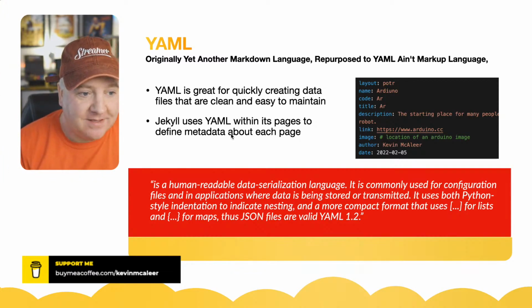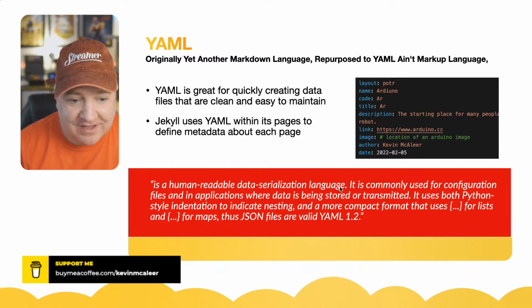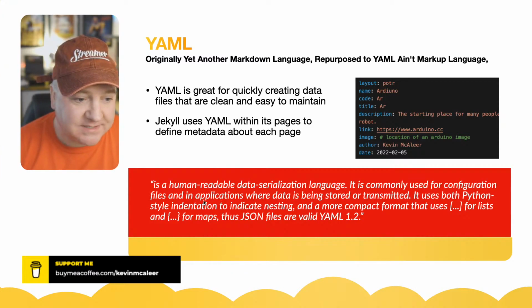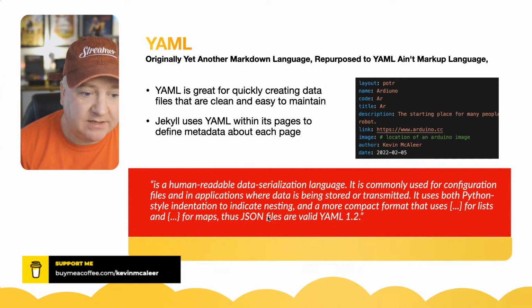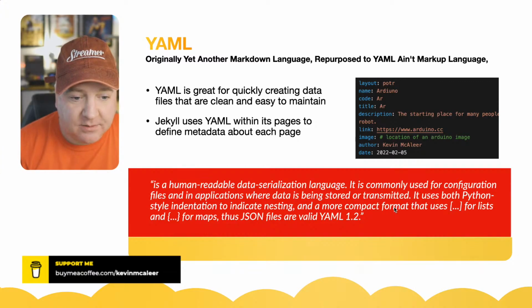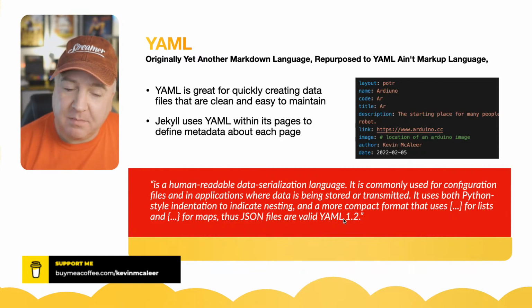YAML is defined as a human-readable data serialization language. It's commonly used for configuration files and in applications where data is being stored or transmitted. It uses Python-style indentation to indicate nesting, and there is also a more compact format that uses square brackets for lists and curly brackets for maps, so you can map values. Thus, JSON files are valid YAML 1.2, which makes it compatible either way.